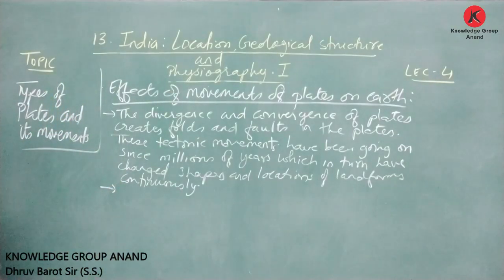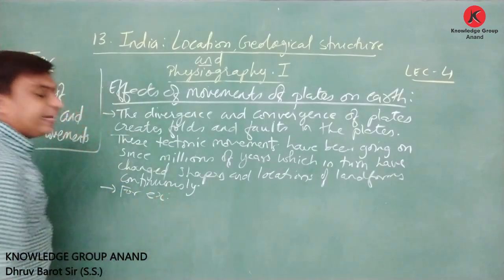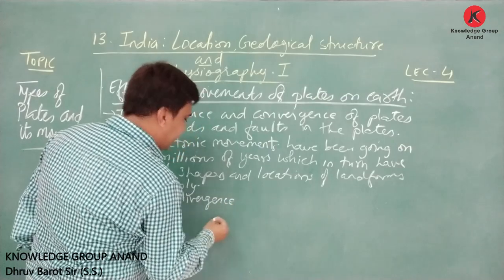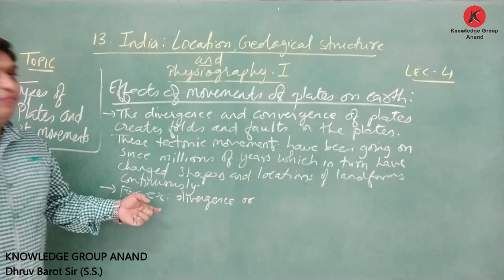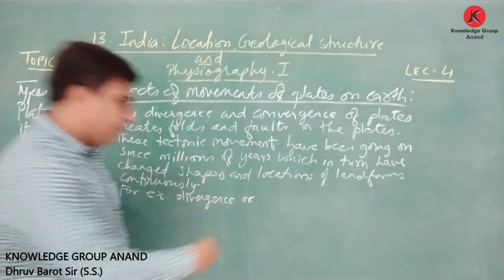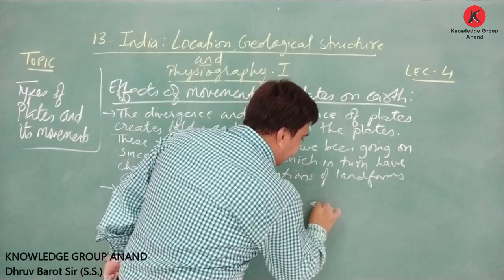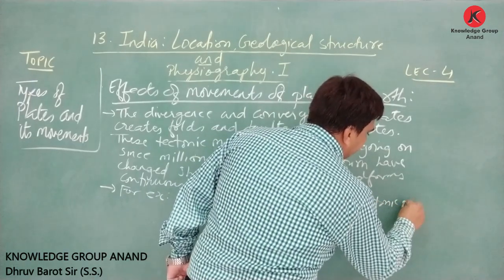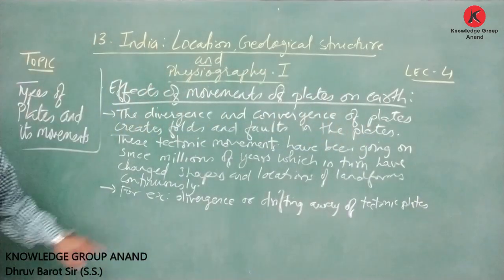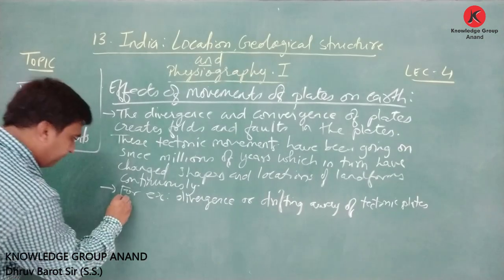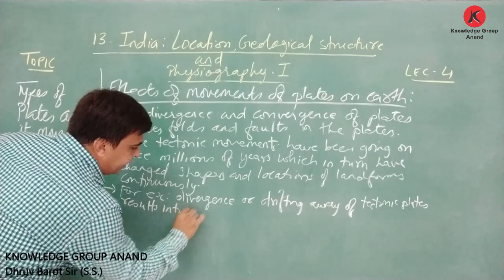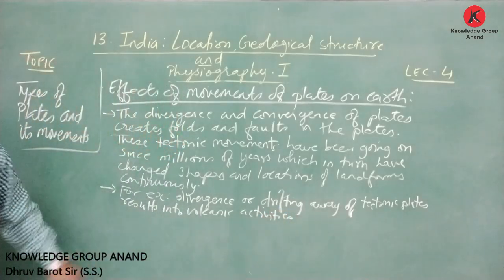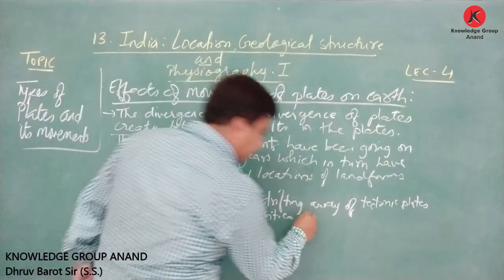Here, if we take an example, for example, divergence or drifting away of these tectonic plates results into volcanic activities on the earth.